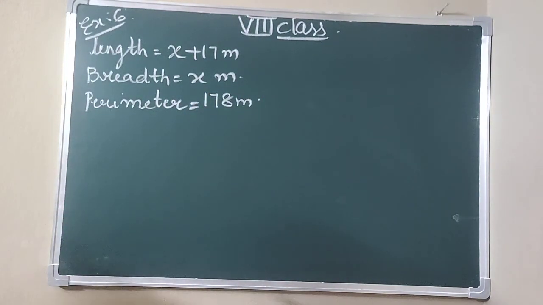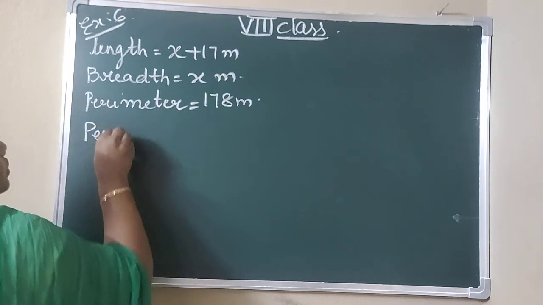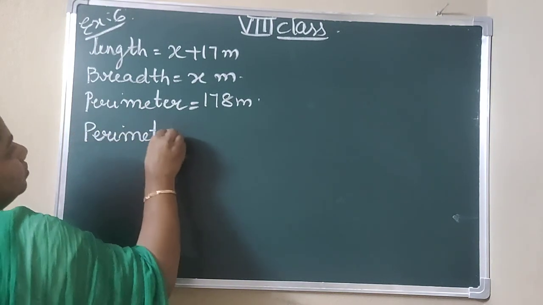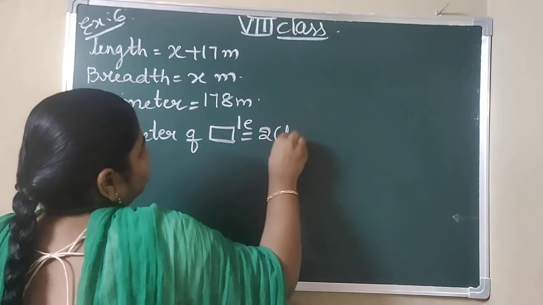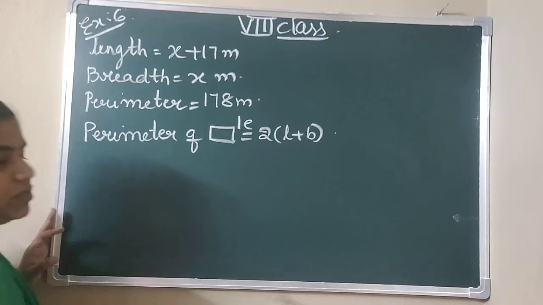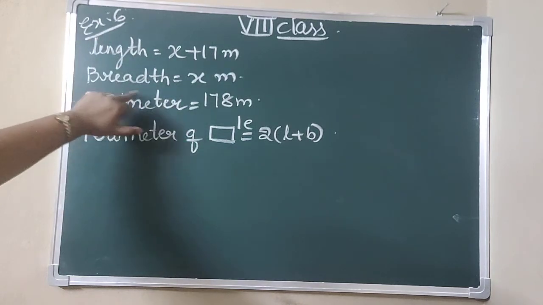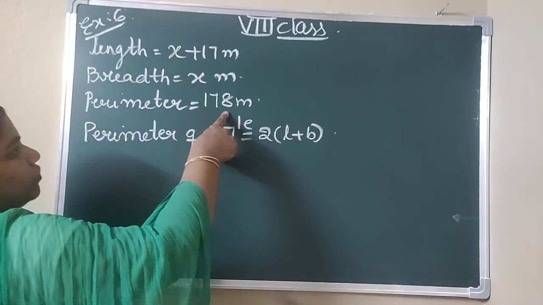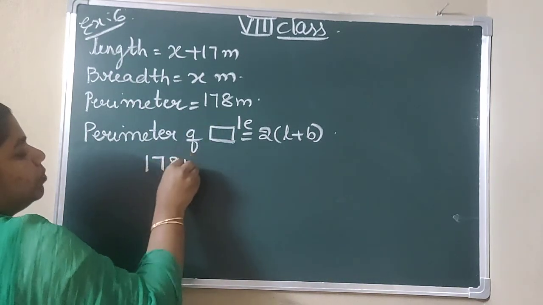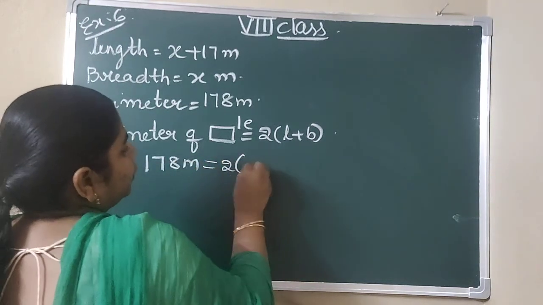Okay, so what do we have to find now? We have to find the dimensions of the rectangular park. What is the formula for the perimeter of a rectangle? Perimeter of a rectangle is equal to 2 into L plus B. Here 2 is a constant, the length value is x plus 17 and the breadth value is x. So we just have to substitute in this. I am substituting the perimeter as 178 meters equals 2 into L plus B.